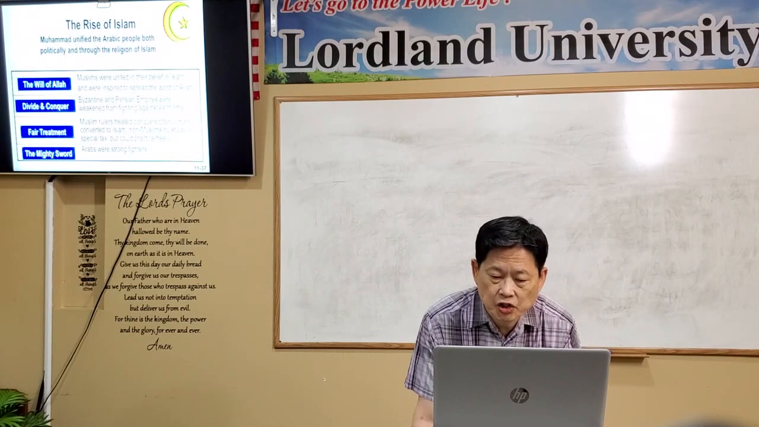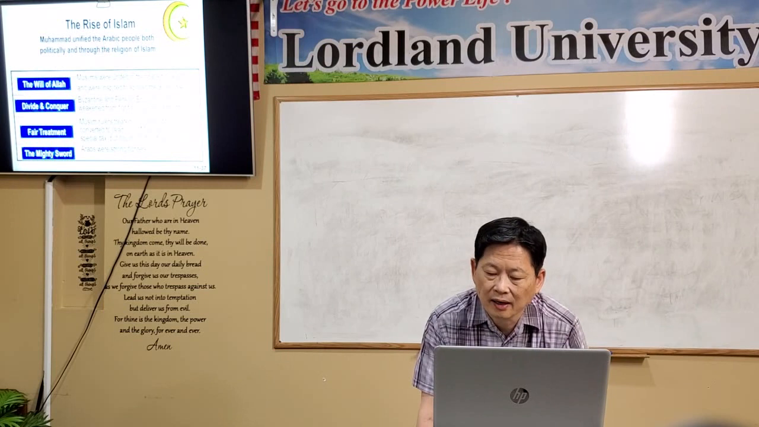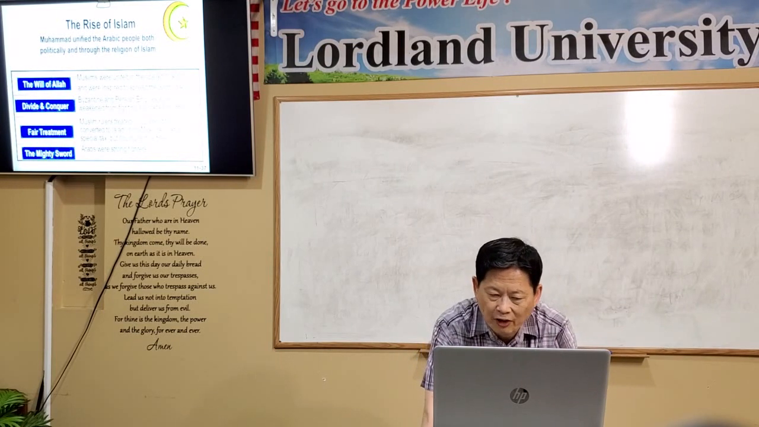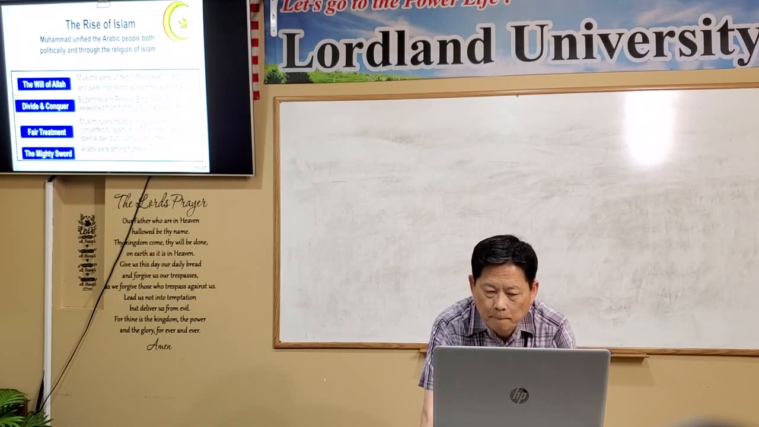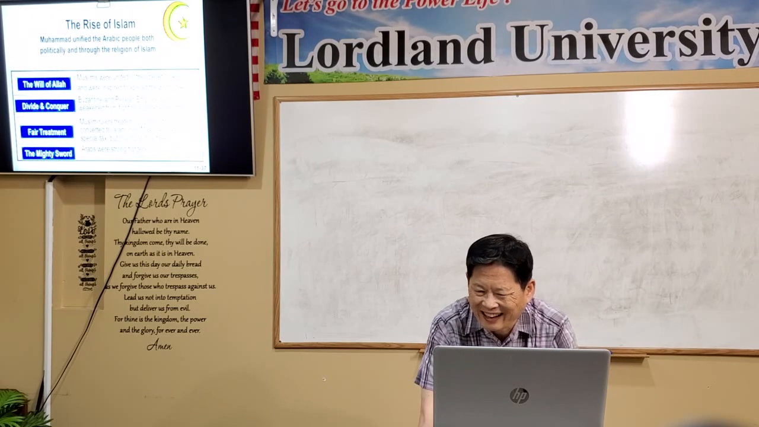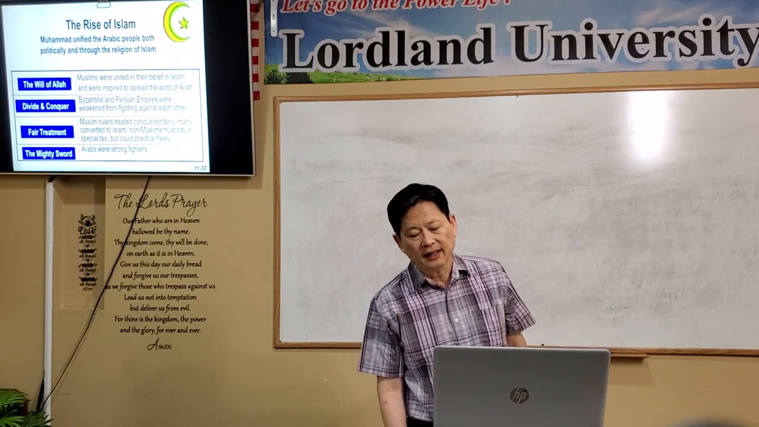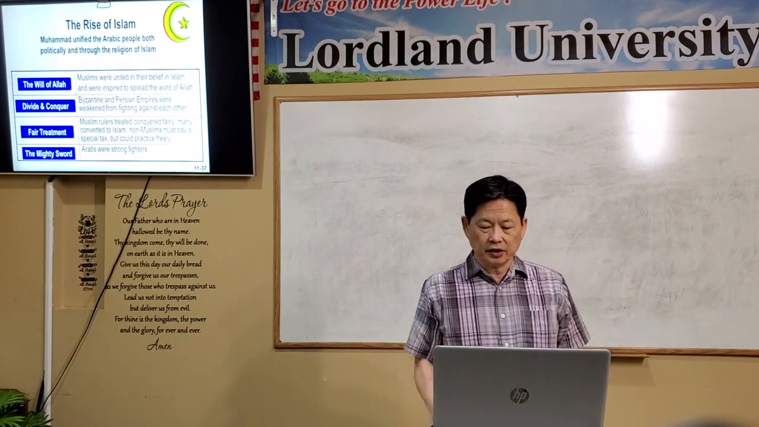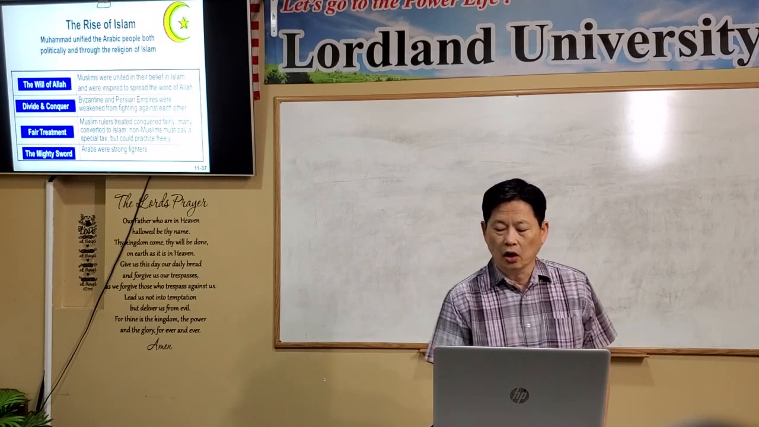Okay, the rise of Islam. Muhammad unified the Arabic people both politically and through the religion of Islam. There are 4 reasons for the rise of Islam. First, the will of Allah. Muslims were unified in their belief in Islam and were inspired to spread the word of Allah.